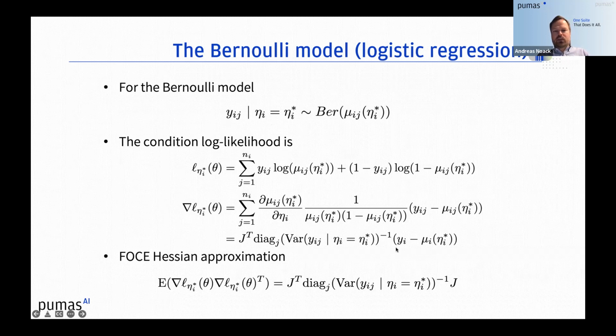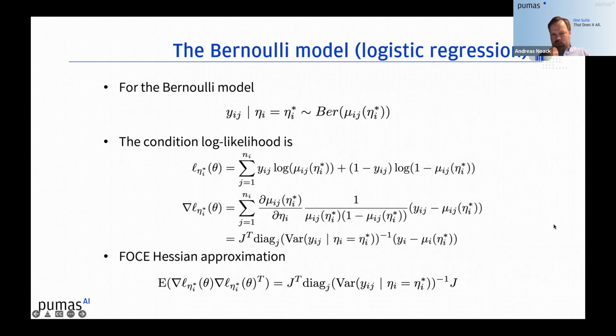The conditional log likelihood here can be written out, and the gradient of that expression can be written like this with three factors. There's a first factor, which is the derivative of the mean with respect to the random effects. Then there's a central factor, which is 1 over something that you might recall is the variance of a Bernoulli distributed random variable. And then finally, there's a difference between the observations and the mean. So those are the three factors.